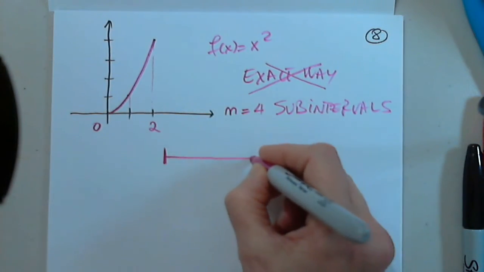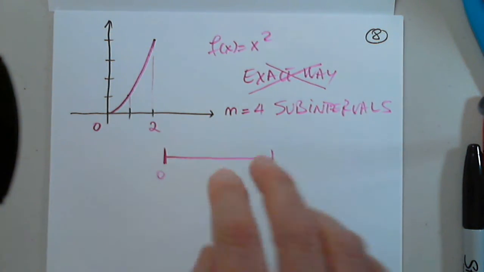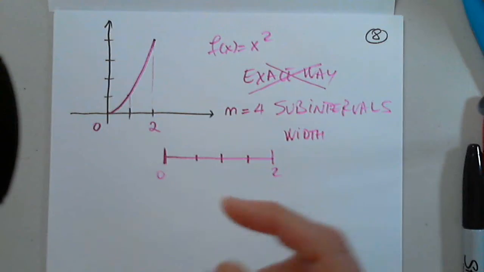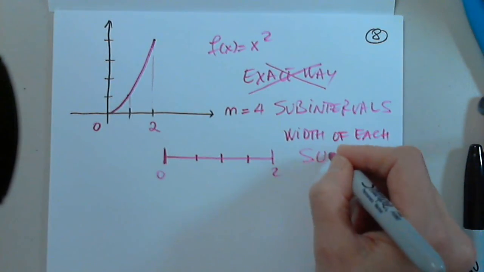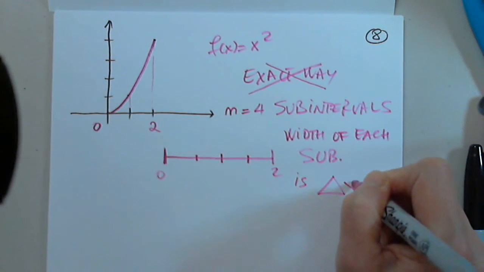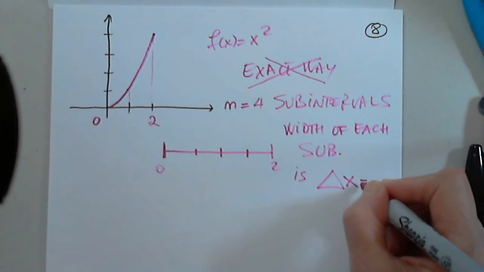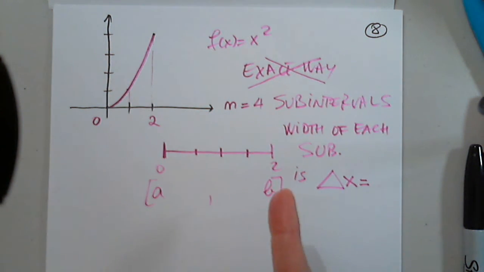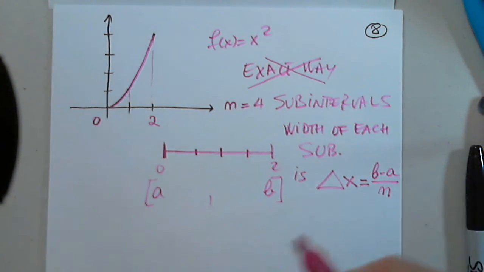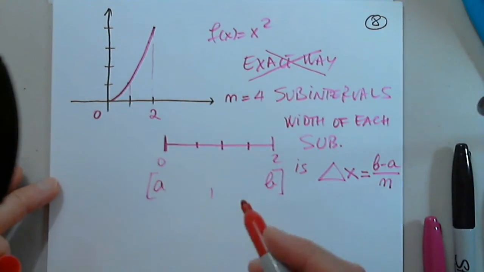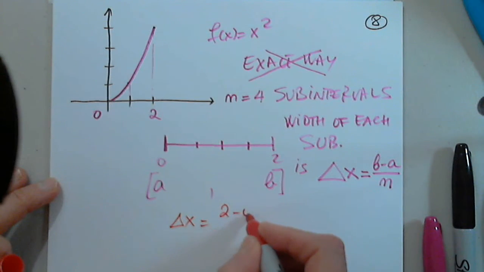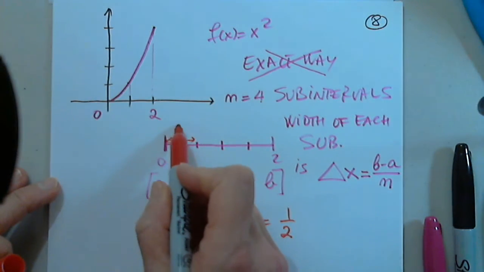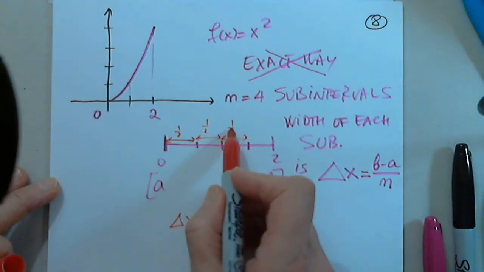So let's take a look at the interval 0 to 2, this interval right here. I'm dividing it into 4 equal pieces. The width of each subinterval is delta x, uppercase delta x, which is 2 minus 0. So the interval in general will be a comma b, right? B minus a divided by n. Of course, in our case, in 0 to 2 and 4 subintervals, it is 2 minus 0 divided by 4, which is 2 over 4, which is 1/2. So the width of this interval is 1/2, the width of this interval is 1/2, and so on and so forth.